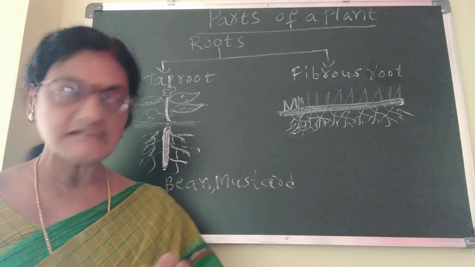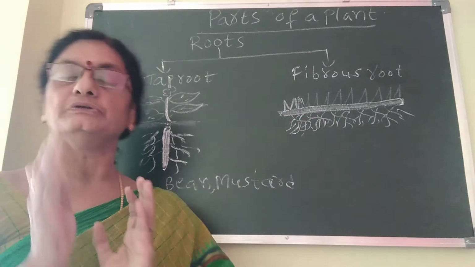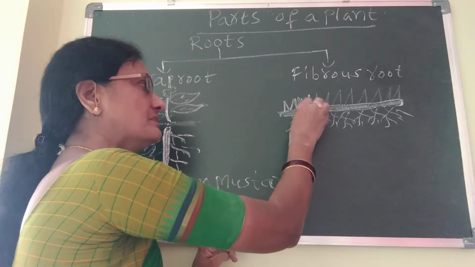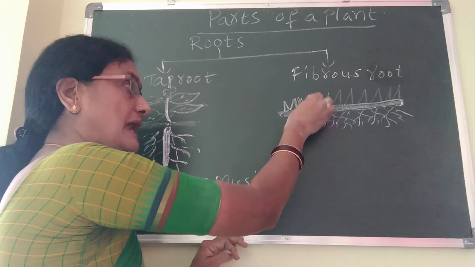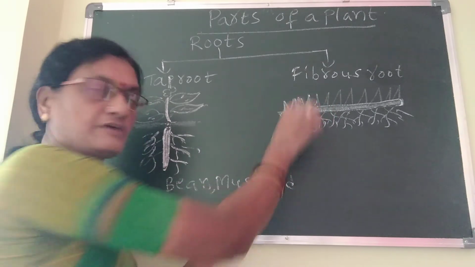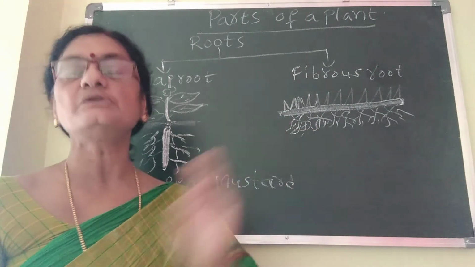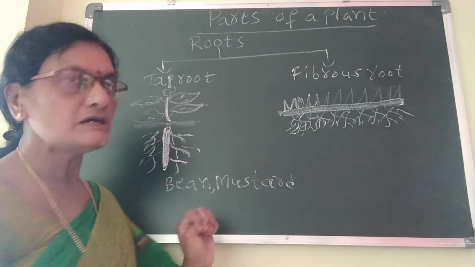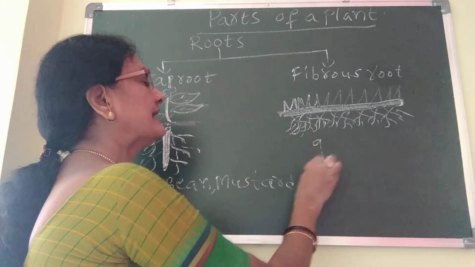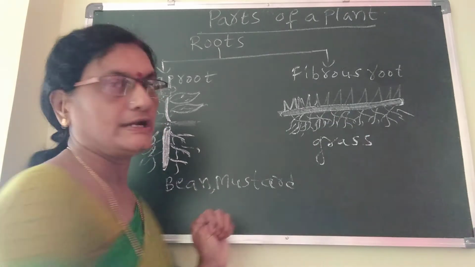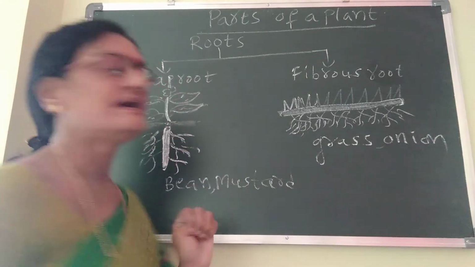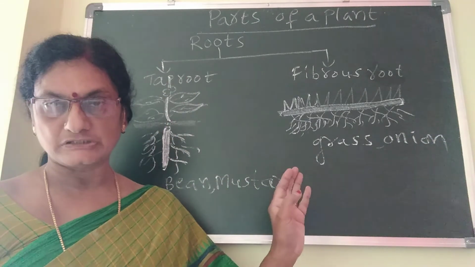In some plants, numerous roots grow from the base of the stem. This is the stem, children, the plant stem, and these are the roots. So the roots grow from the base of the stem only. Such roots are called the fibrous roots. Examples of fibrous roots are grass and onion.